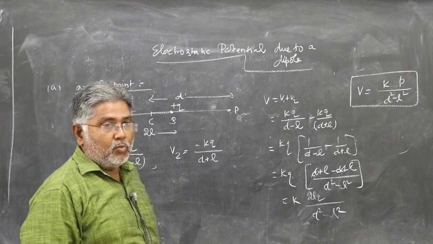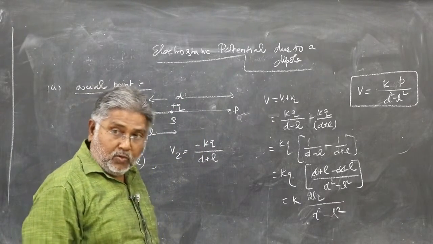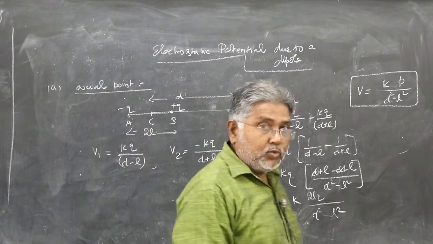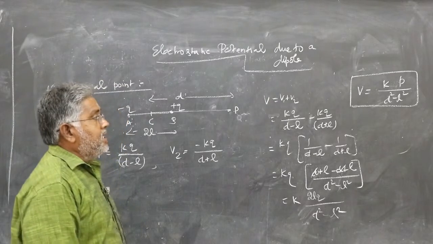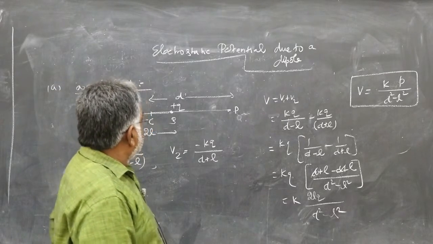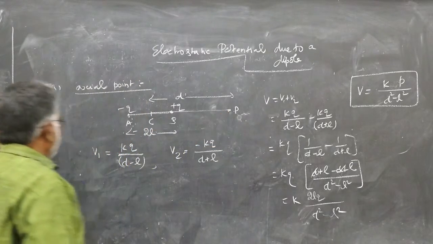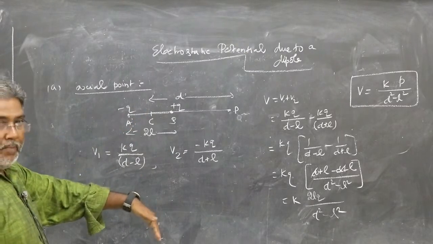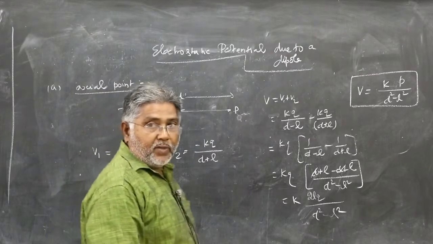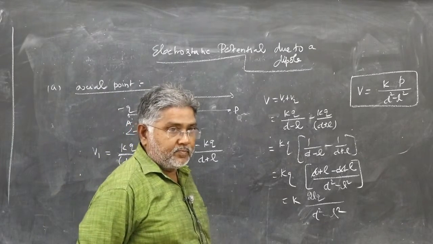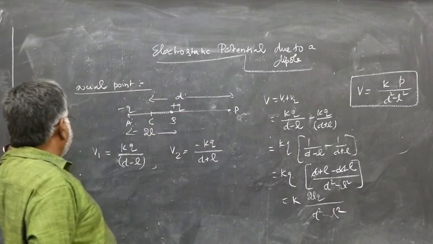P is the electric dipole moment of the given dipole, which is 2L into Q. 2L is the dipole length, and Q is one of the charges considered numerically. So Kp by d square minus L square. Suppose the point P is on this side. You can proceed in a similar way, but you will end up with minus Kp by d square minus L square, because the point is closer to the negative charge.